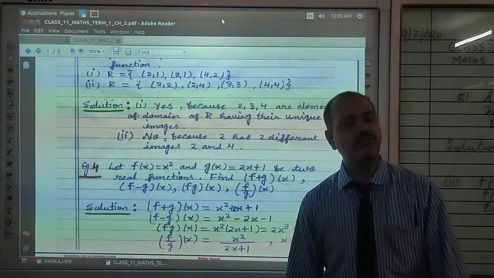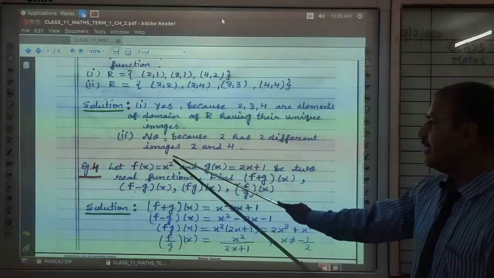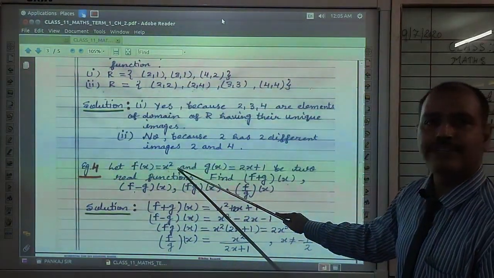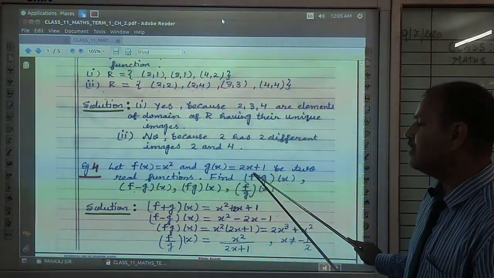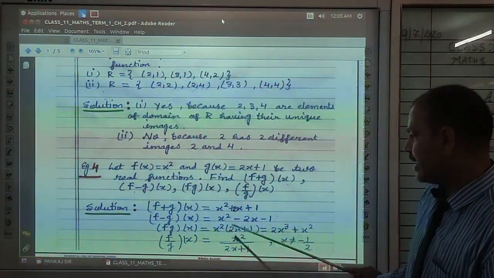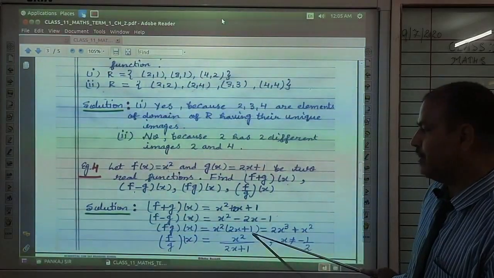This means the product of f(x) and g(x). Here, what is the value of f(x)? The value of f(x) is x square, and the value of g(x) is 2x plus 1. Now, the product of x square and 2x plus 1.